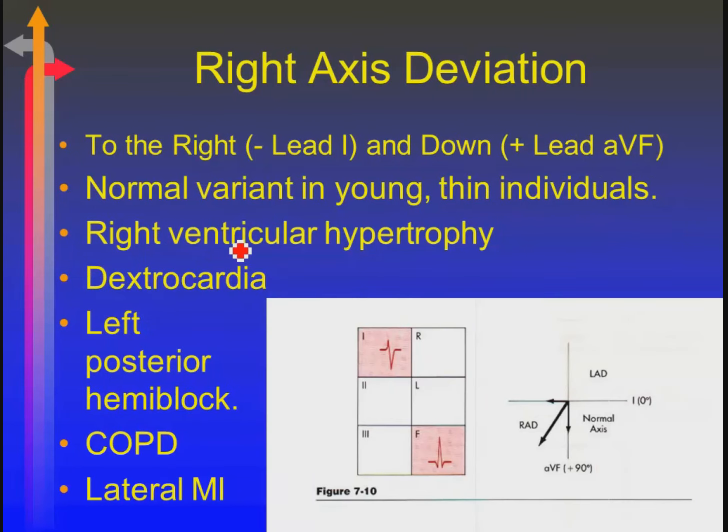Right axis deviation, where I have an overall positive in AVF but a negative in lead 1. This is going to be right ventricular hypertrophy. Or a lateral MI. So again, what's in the direction of lead 1 will be the lateral wall. This is looking the other way. We also see it in COPD and dextrocardia, but those are kind of odd ones.